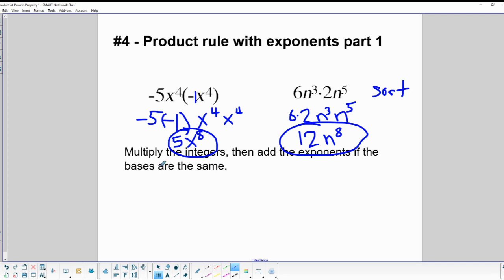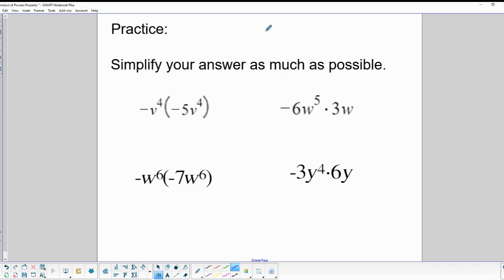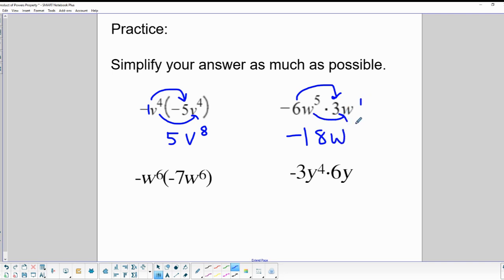All right, so a couple more problems. Let's try a couple of examples here. So we got negative 1 times negative 5, so rather than sort them this time, I'm just going to go ahead and write them down. So negative 1 times negative 5 would be 5. And v to the fourth times v to the fourth would be v to the 8th. Negative 6 times 3 would be negative 18. And w to the 5th times w to the 1st would be w to the 6th power.